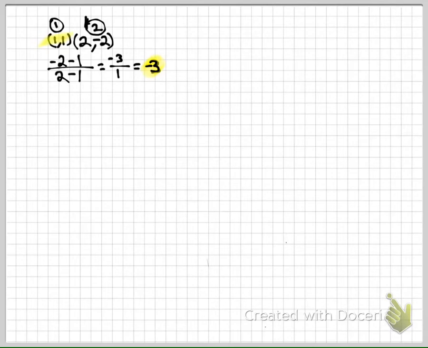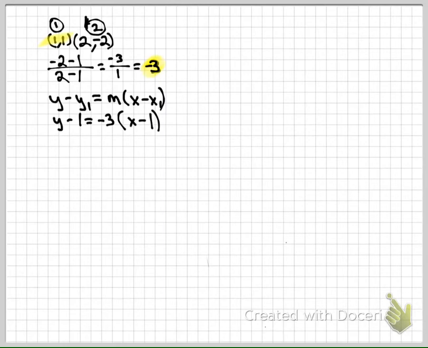Okay, so after we find our slope, we also know our point. And if we know a point and a slope, remember from last section we're able to reference point slope form, which is y minus y1 equals m times x minus x1. So once you have this, you can plug in your point. I chose the point (1, 1), so I'm going to plug that in for my x1 and y1. I have y minus 1 is equal to m, which we just found is negative 3, times x minus 1.